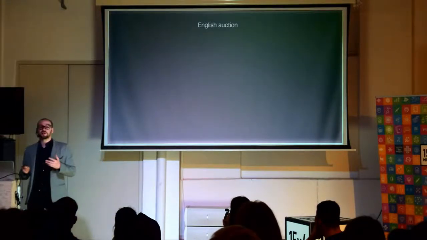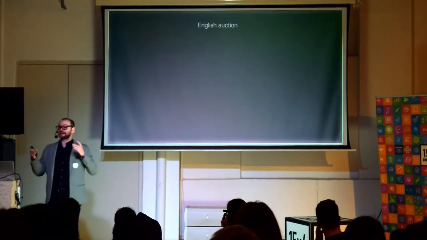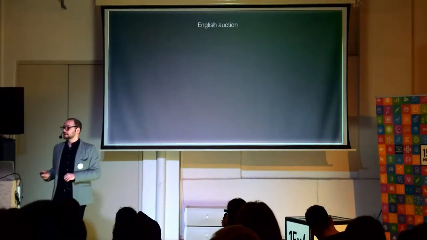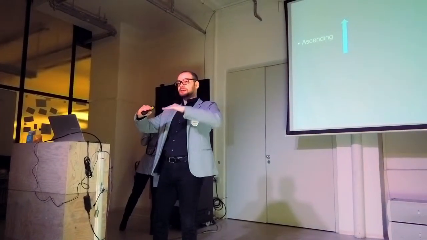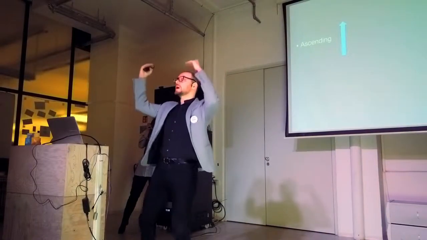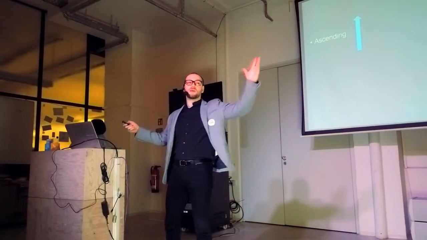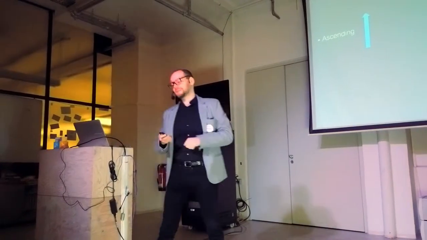You may know this, the English auction. They use it in auction houses like Christie's where they sell paintings. This is an ascending auction, which starts with a very low price and is raised incrementally until no higher bids are received. So you try to overbid each other, and in the end there comes the moment we all wait for, the hammer, when the object is sold.